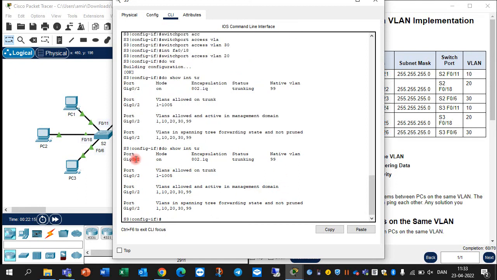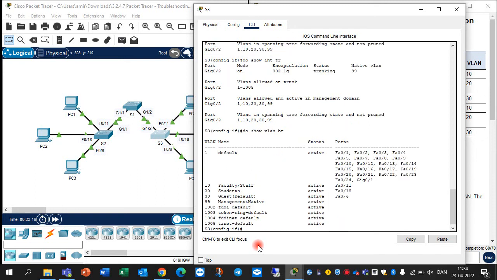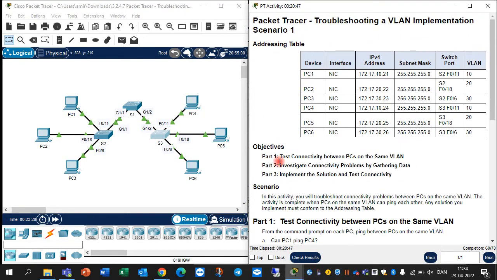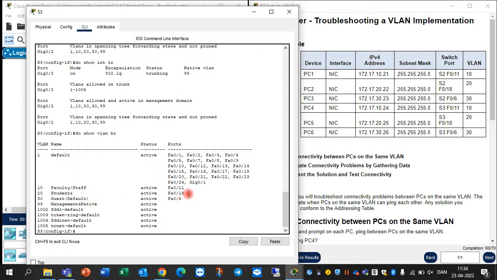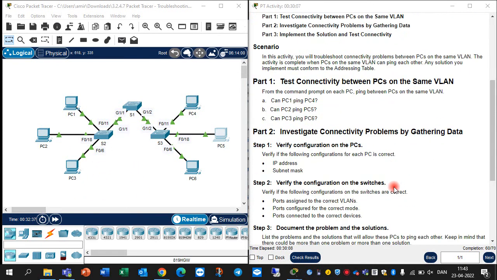G02 is correct, G02 is correct here also. 10, 20, 30, 99 can pass over G02. And also we should write here show VLAN brief and check 20. Yes, 20 is for 018 and 6 is for this one and this one and this one. Okay, and we should go here.